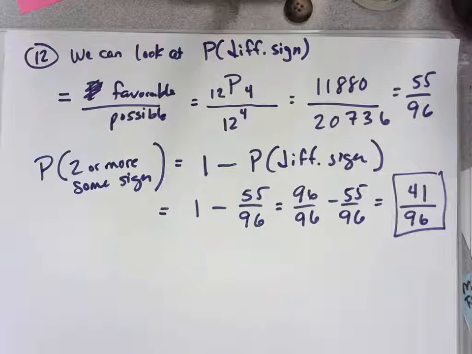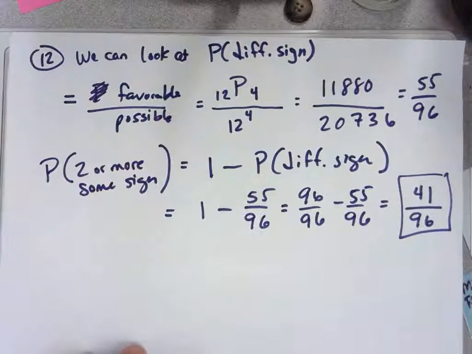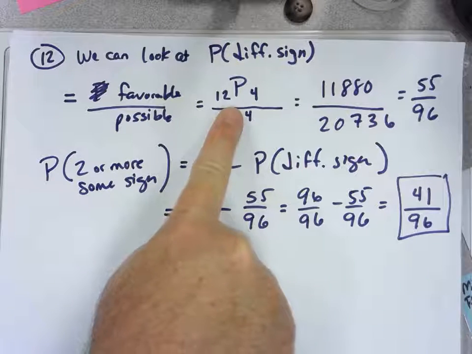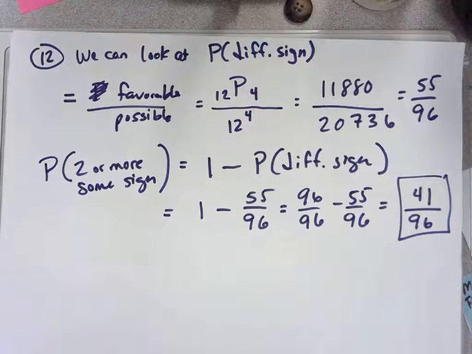Can you hold up? I got a copy. Yeah, I will. But again, that's one of the problems, guys, that it's much easier to find the complement of the event and then to go back and find the actual probability you're looking for. Okay? And again, when you're counting here, that's just permutation of 12 objects taken 4 at a time.